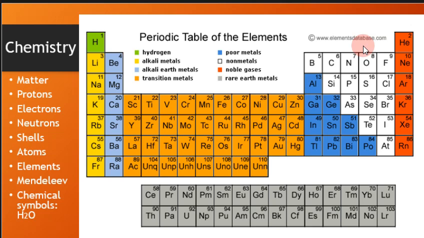Hydrogen's very reactive. The white ones in these white boxes over here are called nonmetals. The blue, yellow, and other ones over here are all metals, types of metals, and they react differently. We're going to look at some of those metals today.